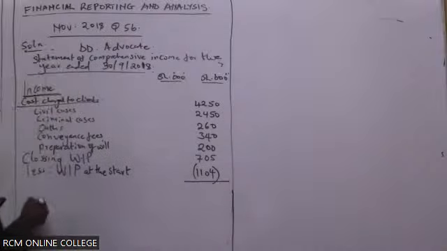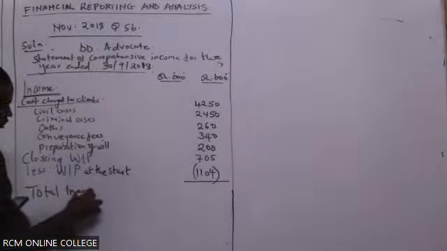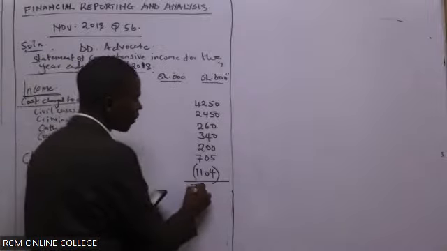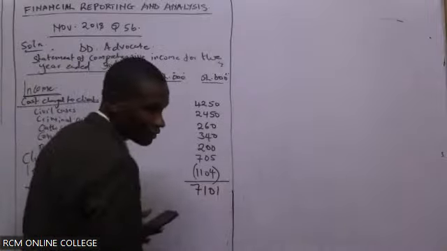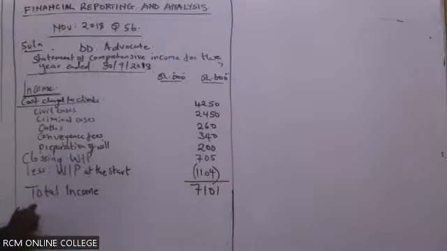What will be our total income before we go to the expenditure? Total income for DD is 7101. Thank you so much. Then we go to the expenditure. Expenses. You can say less expenses, so that we don't forget this.